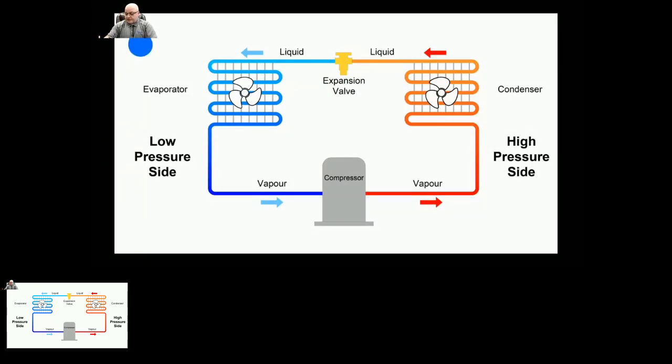We know that the evaporators are indoors for air conditioning because we are removing heat from indoors, and we know our condensers are outdoors because we are rejecting heat to the outdoors, where it is not objectionable.